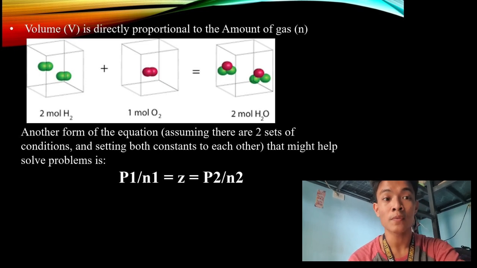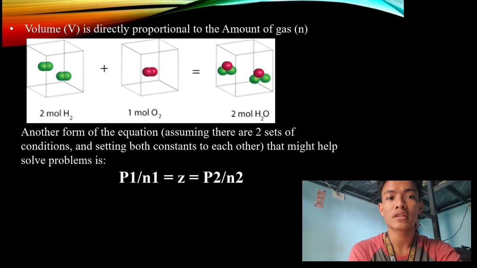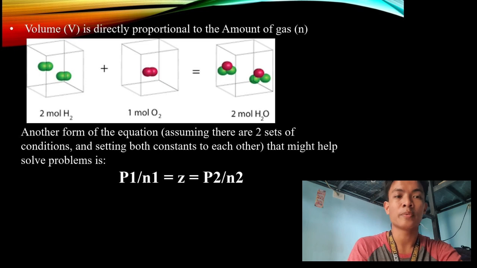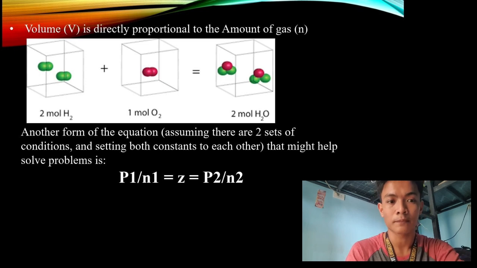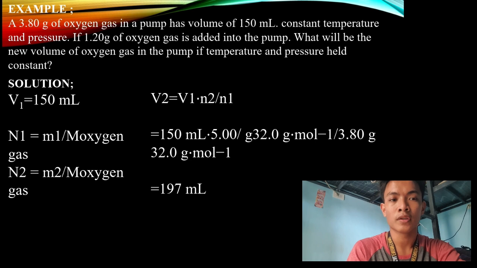directly proportional to temperature. Another form of the equation, assuming there are two sets of conditions setting both constants equal to each other, that might help solve the problem is P1 over N1 equals Z equals P2 over N2, where Z is a constant. Here we have an example. Feel free to pause the video and try to solve it for yourself. And next we have the solution for the given example.